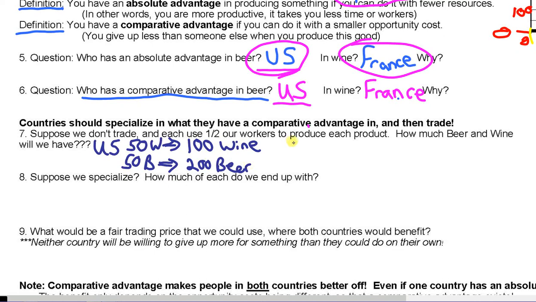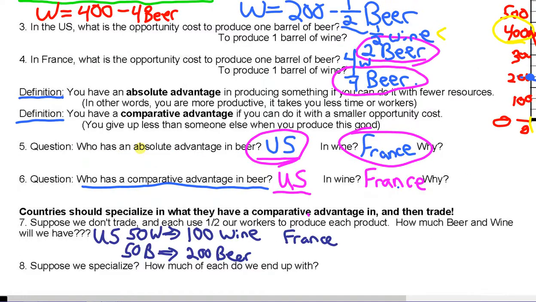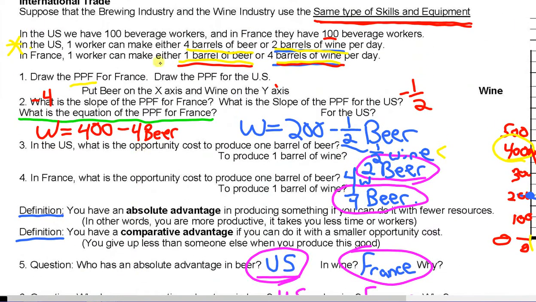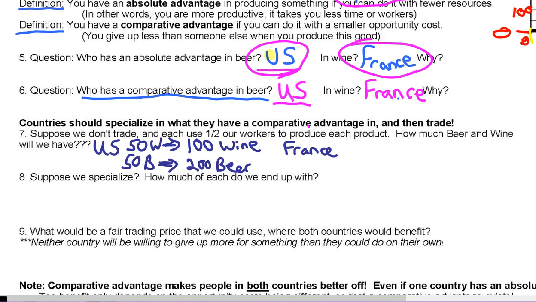Now in France, they're going to do the same thing. They're going to split their workforce evenly. They don't have to, but let's just suppose. Then they're going to take their 50 workers. How many wines can 50 workers make in France? Let's see. 4 barrels times 50 is 200 wine. And 50 workers in France can make 50 barrels of beer.